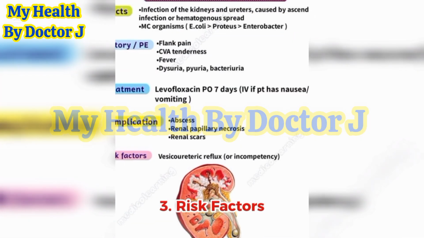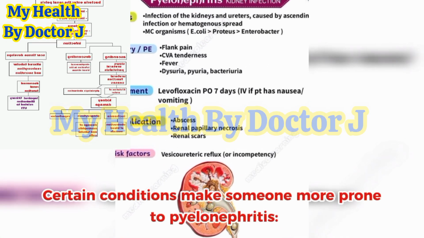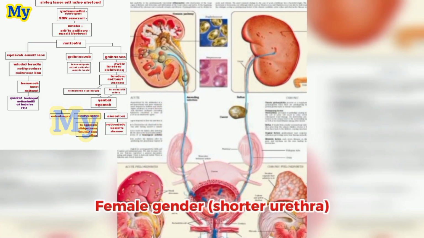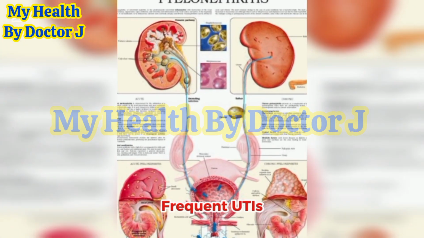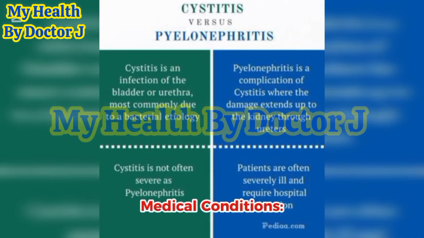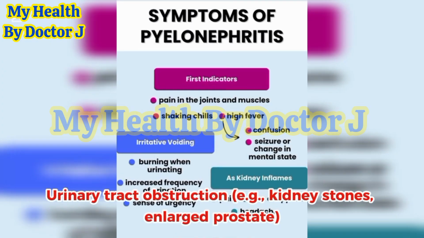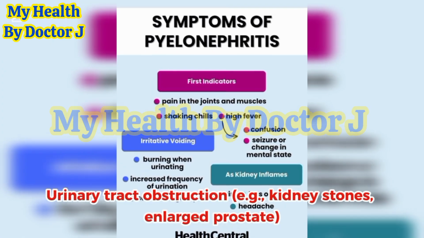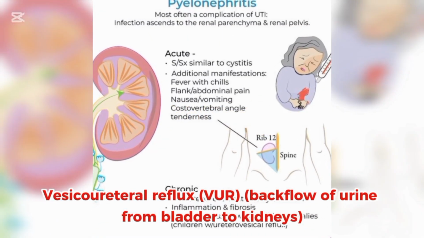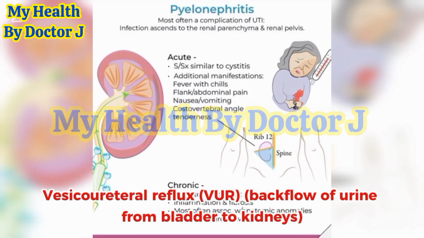3. Risk factors. Certain conditions make someone more prone to pyelonephritis. General risk factors: female gender, shorter urethra, frequent UTIs, sexual activity, poor hygiene. Medical conditions: urinary tract obstruction, for example kidney stones or enlarged prostate, and vesicoureteral reflux, or backflow of urine from the bladder to the kidneys.